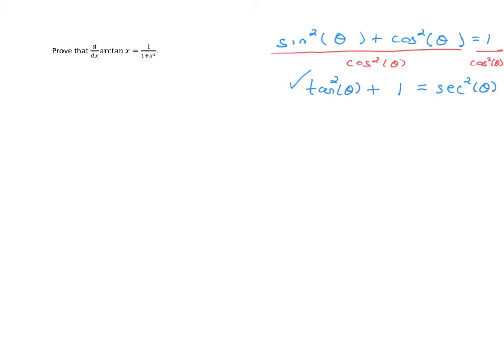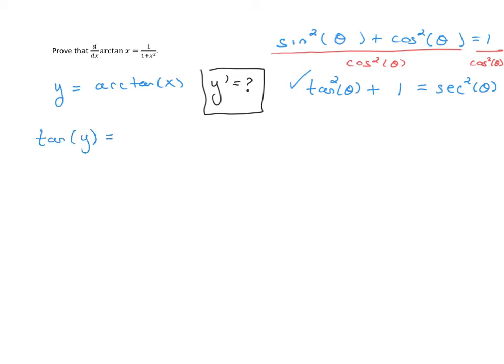Here's how the proof works. I'm going to write y is equal to arctangent of x. And note that the thing that we're looking for is y prime. That's what we want to solve for. We want to know, well, what is y prime equal to? But there's nothing we can do to take the derivative of this equation. But what we can do is apply tangent to both sides of this equation. So that would be tangent of arctangent of x.